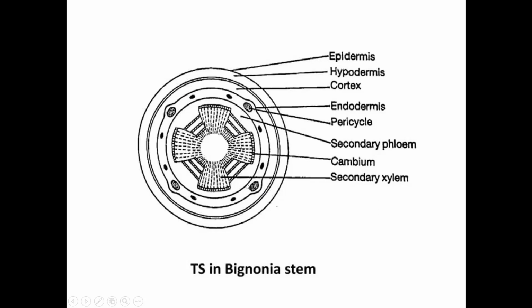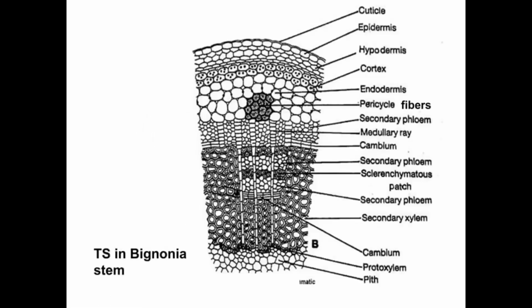Only in this region, opposite to this, is the phloem. It contains sclerenchymatous patches. Sclerenchymatous patches are seen at the phloem region. Only at the 4 regions does it produce more secondary phloem and less secondary xylem. So this is an example of the bignonia stem.